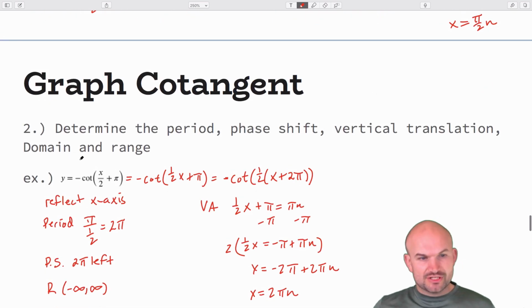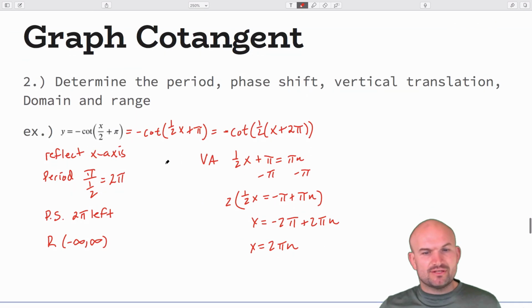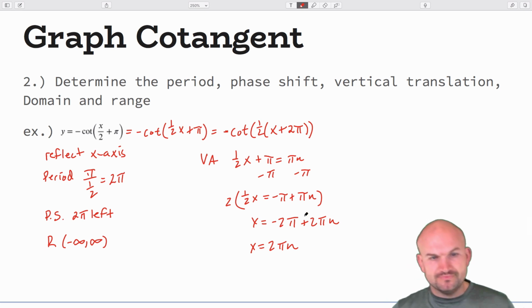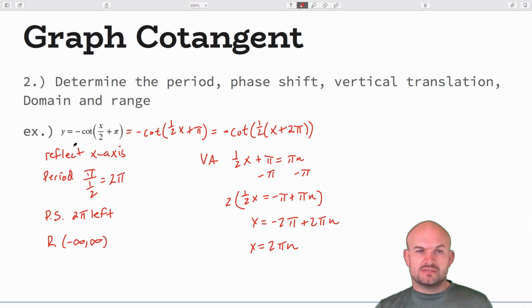All right, for the cotangent, though, I asked for the domain and the range. The nice thing about the range here is that the range is going to be all real numbers, right? Always, doesn't matter what's happening. And the domain is going to be all the values except for where the asymptote occurs. So again, notice that the period is going to be pi instead of 2 pi divided by b.